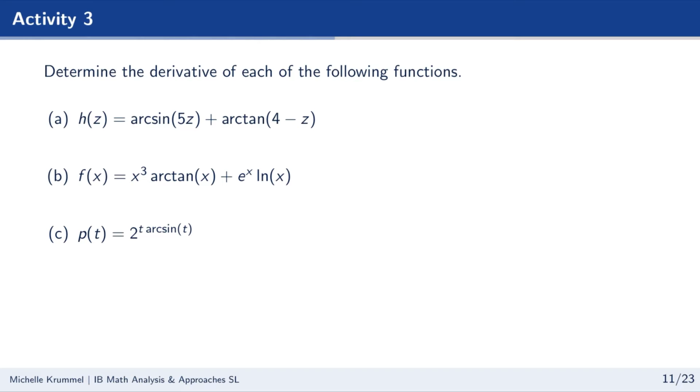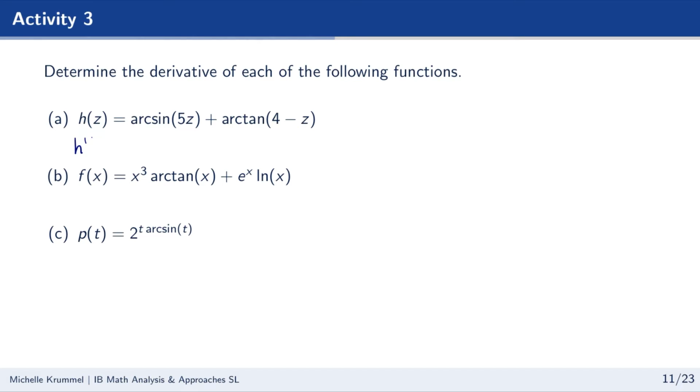Determine the derivative for each of the following. Again, we're going to be using multiple derivative rules here. H of z equals arcsine of 5z plus arctan of 4 minus z. So we'll use our arcsine rule and our arctan rule and our chain rule and our constant multiple rule.